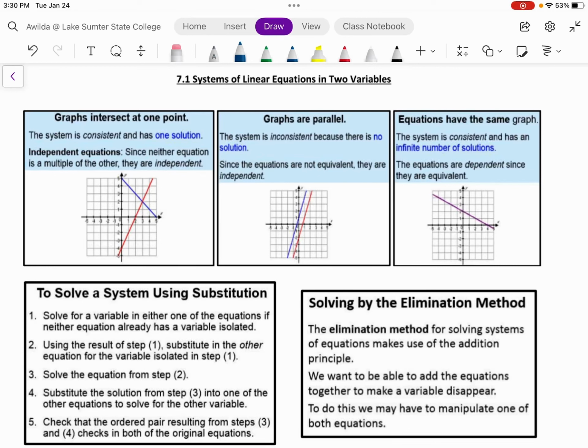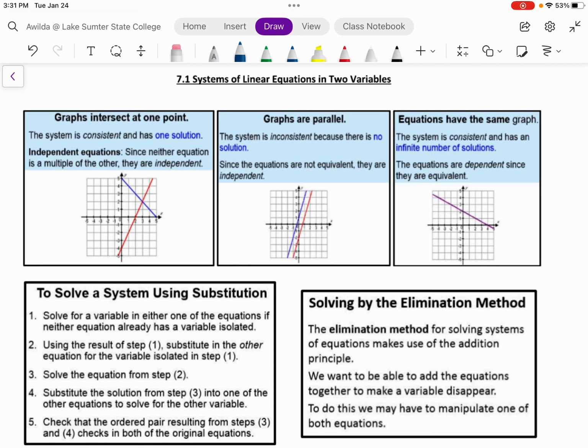In this video, we're going to talk about how to solve systems of linear equations when there are two variables involved. In the next section, we'll do the same, except we're going to look at equations where there are three variables involved. First, let's talk about this conceptually. If there are two lines, there are three possible scenarios for how those two lines are going to interact.